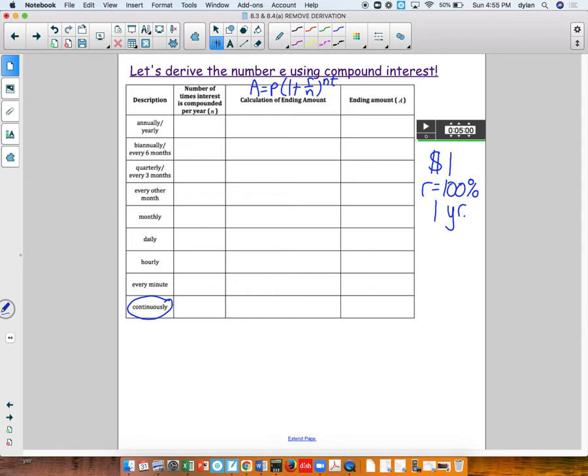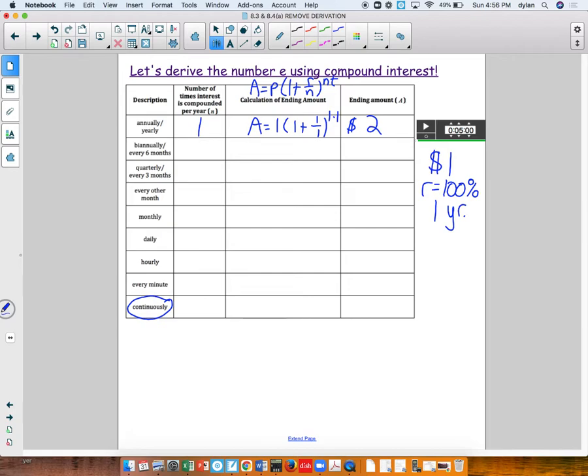If we were compounding annually, we would be compounding once per year. So our formula would be our amount equals our principal of $1 times 1 plus our 100% interest rate, which is 1, over the number of times we would compound, which is also 1. We'd be raising that to the NT, which in this case would just be 1 times 1. So if you were to simplify this or put it into your calculator, your ending amount would be $2.